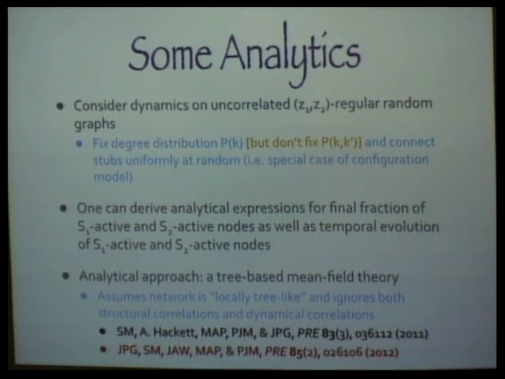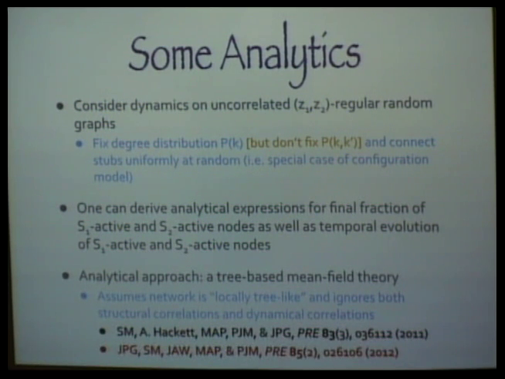We're going to consider the case where we fix P of K, so we know the relative fraction of degree 4 and 24 neighbors, but we don't know who they're connected to other than uniformly at random, and you can get analytical expressions for the time dependence of how many nodes there are in state S1 and how many there are in state S2, right? So it's a time-dependent calculation.